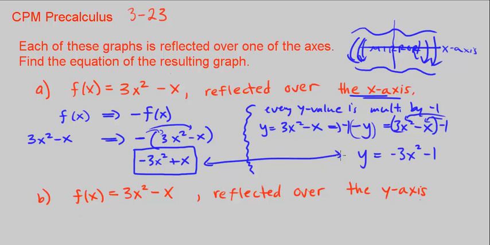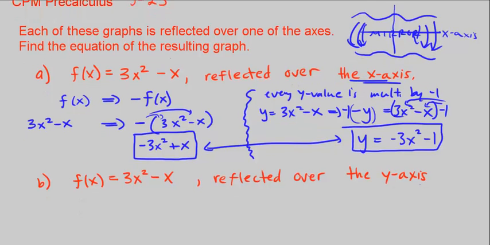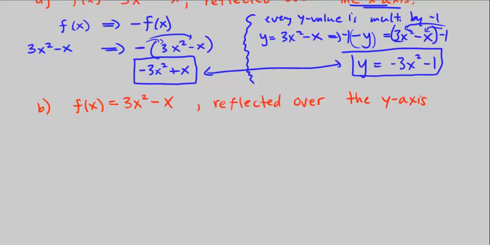And this is the same. This is one process where we understand that reflecting over the x-axis means putting a negative in front of f(x). We also understand that it means every y value is multiplied by −1, and both ways will solve the problem.